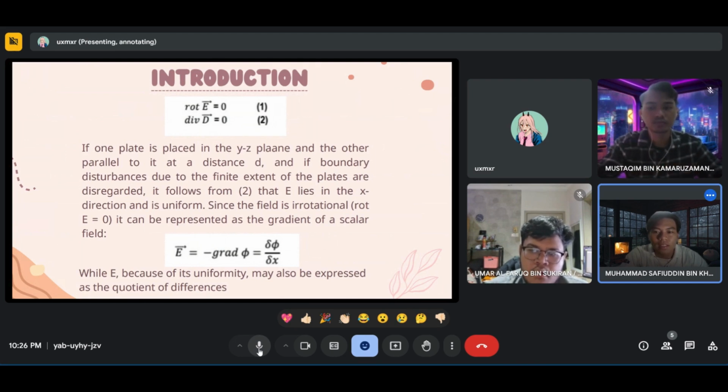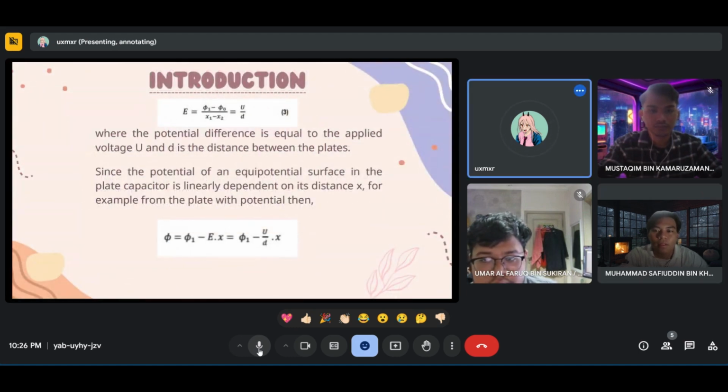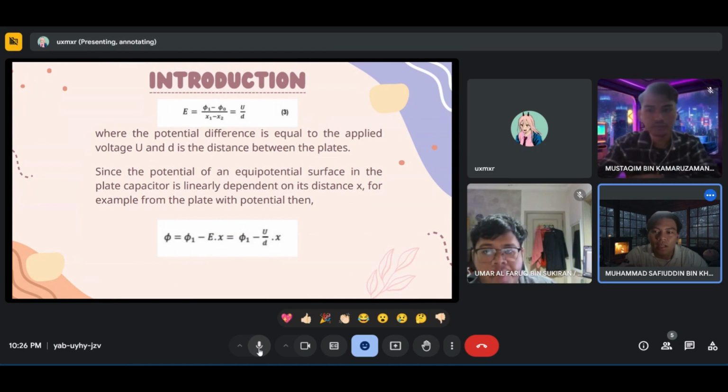Since the field is irrotational, rot E equals 0, it can be represented as the gradient of a scalar field. While E, because of its uniformity, may also be expressed as the quotient of differences, where the potential difference is equal to the applied voltage U and D is the distance between the plates. Since the potential of an equipotential surface in the plate capacitor is linearly dependent on its distance x, for example, from the plate with potential.